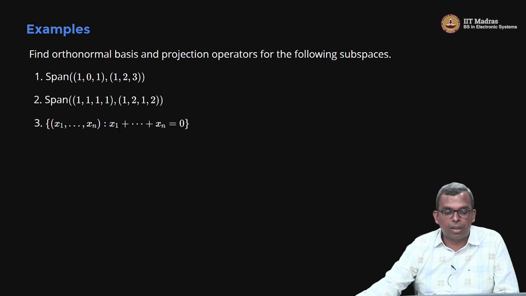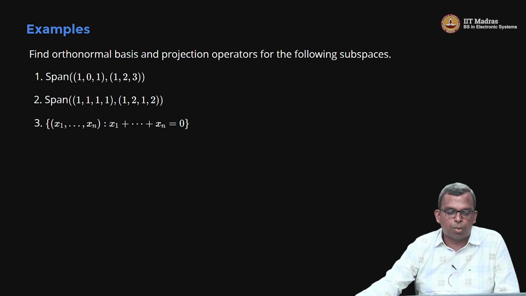Now, here is a more interesting problem. Consider x1 to xn such that x1 plus so on till xn equals 0. This is actually an n minus 1 dimension subspace, right? So this is like a null space equation. x2 to xn are free variables, and x1 is defined as minus the sum of all these. So you have an n minus 1 dimension subspace here. If you have to find the projection operator, it looks like a complicated problem, but it may have a lot of simple ways to do it also.